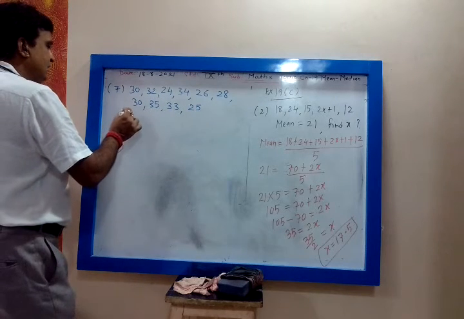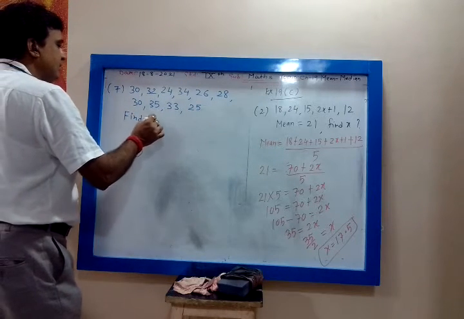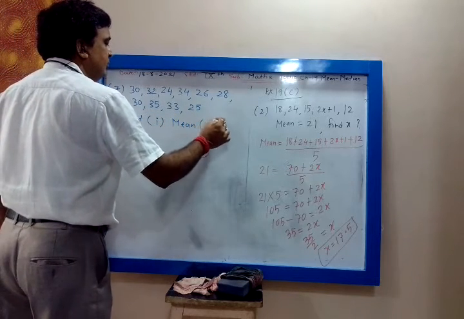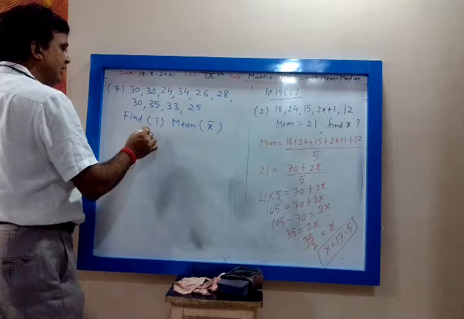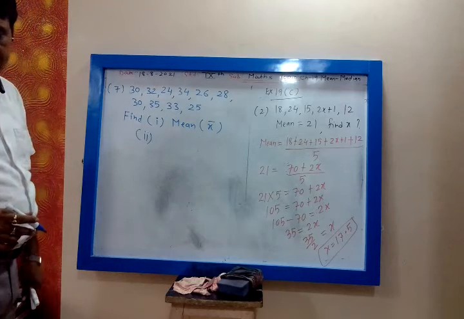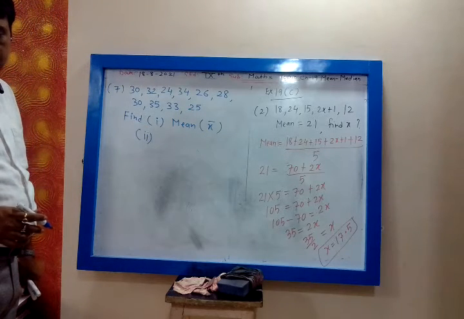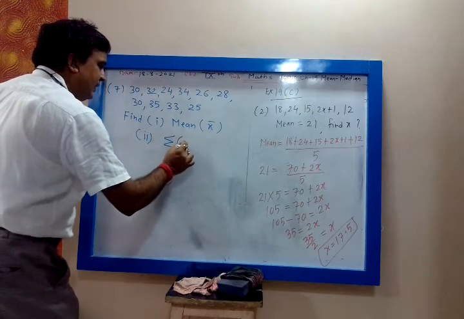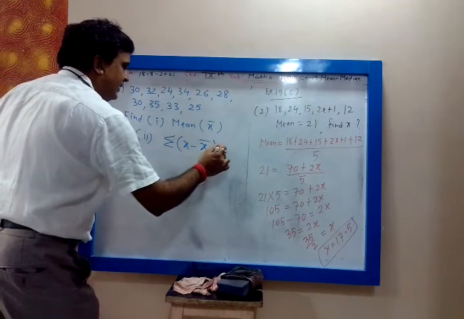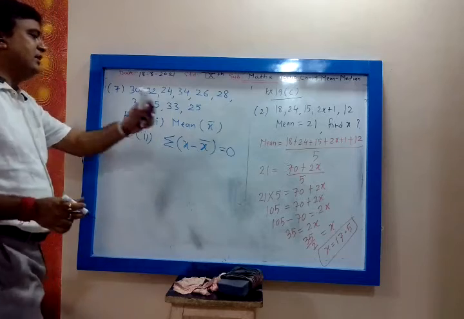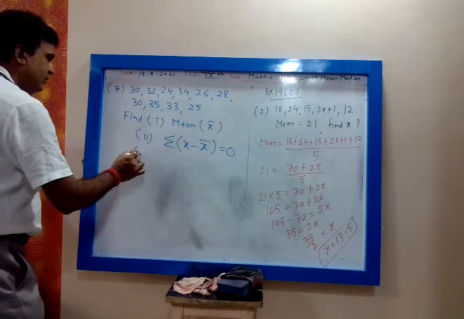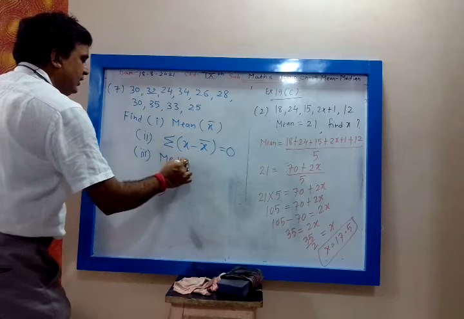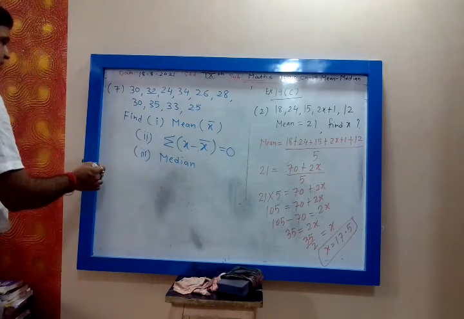First, you have to find mean, that is x bar. Then second, you have to show that the sum of the deviation of all the given observations from mean value, means summation x minus x bar, is 0, where x bar is mean value. And third, you have to find median. Let us find the mean value first.